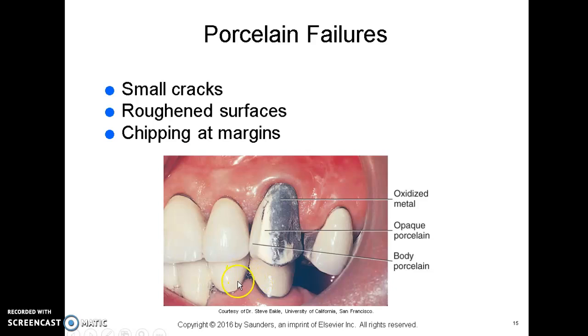We also have some restorations on the lower arch as well. So this is showing the oxidized metal, the opaquer that is painted over that metal so that the grayness doesn't show through, and then the level of porcelain that is left after the fracture had occurred. These porcelain failures typically result from small cracks in the porcelain that develop when the porcelain is put under occlusal loading, so when the patient chews. And then they propagate, become larger and larger over time until the porcelain finally fractures and gives way.